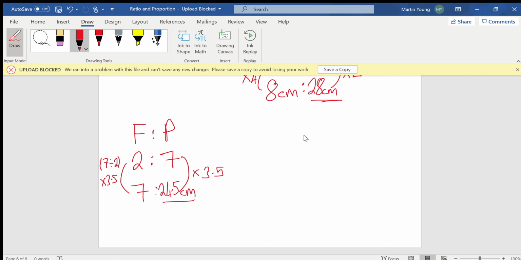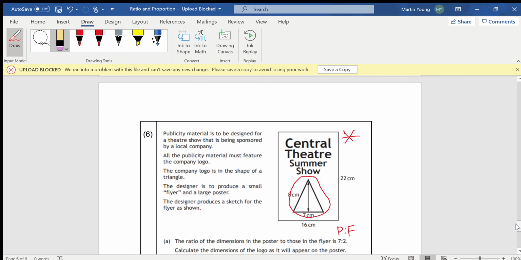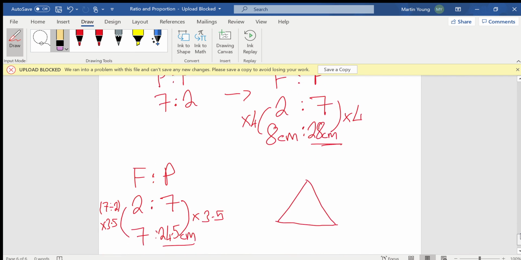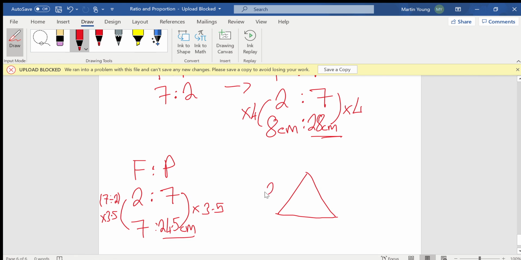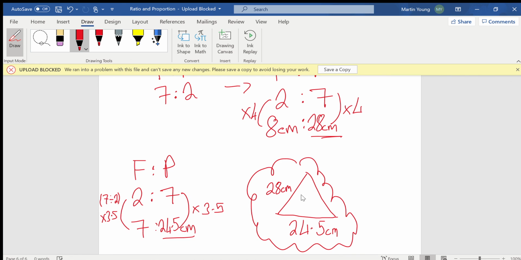I'm just going to do a wee quick sketch of the triangle to show what the dimensions would be. Sorry, I've done that wrong. It was 28 centimetres along here, that length up here. It was 28 centimetres. And this length down here was 24.5 centimetres. And that is us finished that question, got the new dimensions that were shown on the poster.